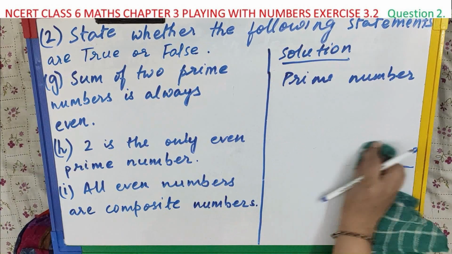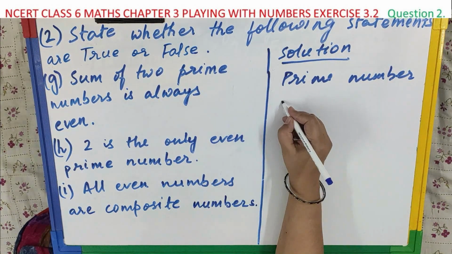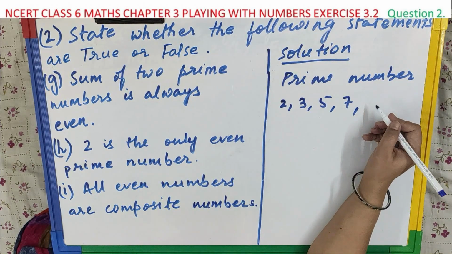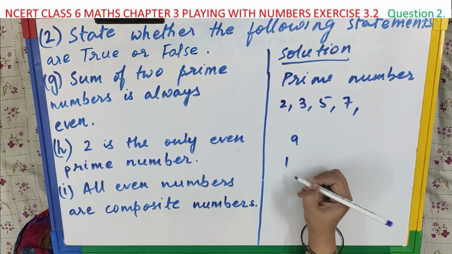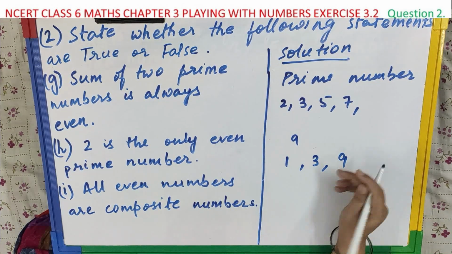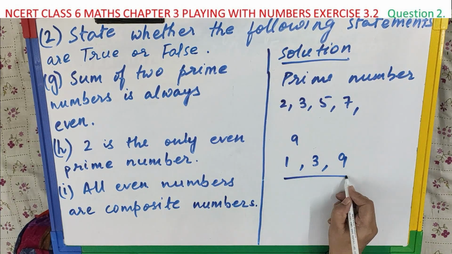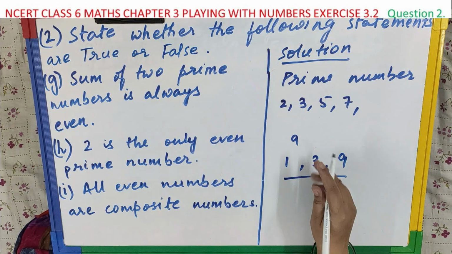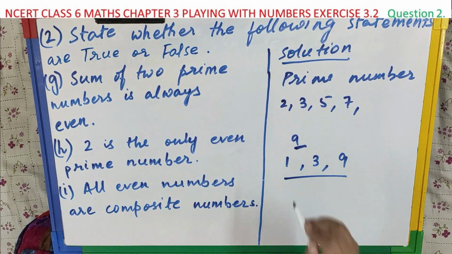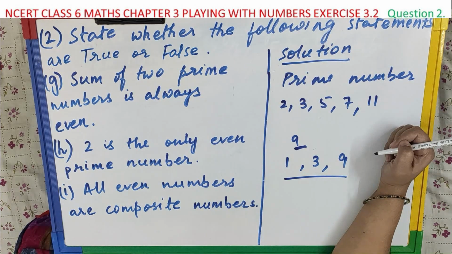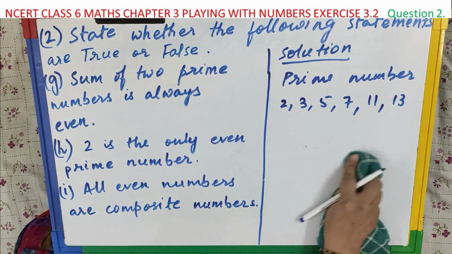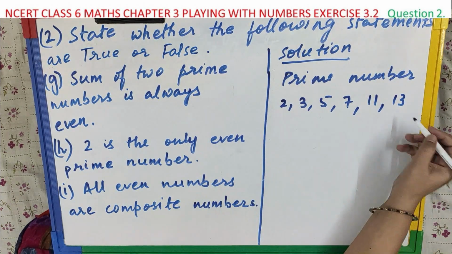So what are prime numbers? Prime numbers are 2, 3, 5, 7, not 9. See, 9 is divisible by 1, by 3, and by 9. So 9 is divisible by 3 numbers. But prime numbers are those which are divisible by only 2 numbers. So 9 is not a prime number. 11 is a prime number. 13 is a prime number. Like that we have many prime numbers. We have an infinite number of prime numbers.